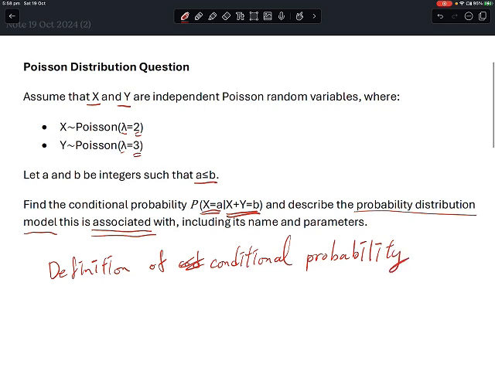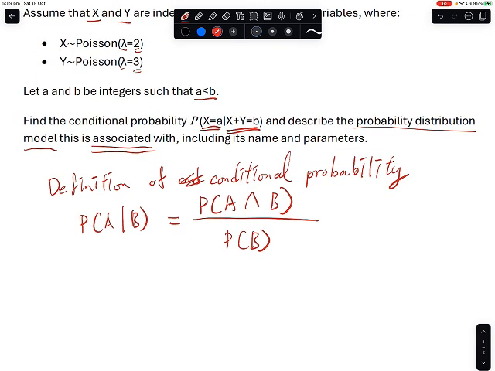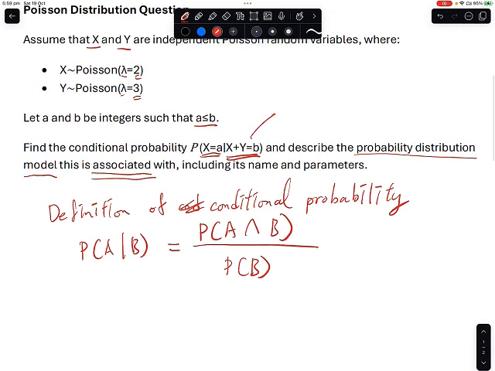The conditional probability of A given B is the probability of A intersect B, divided by the probability of B. In this case, A is the event that X equals a, and B is the event that X plus Y equals b.